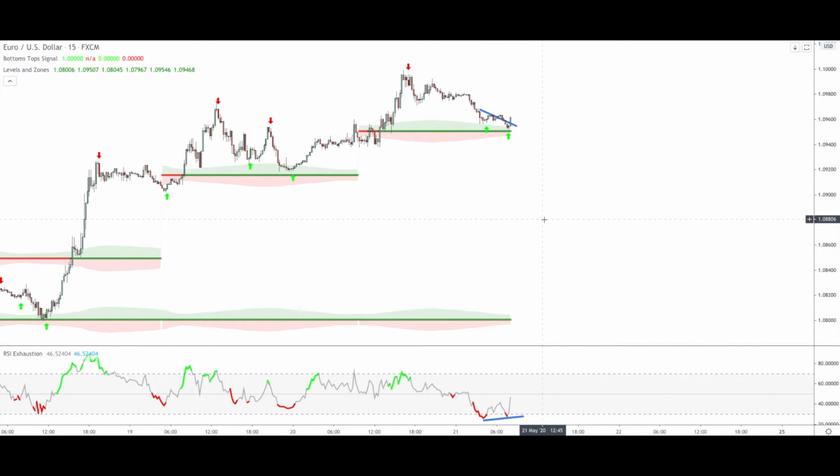So back to the rules. Number one, divergence, and we have it. Number two, exhaustion, and we have it. Number three, a bottom, and we have it. So we can place the order. So the order looks like this.